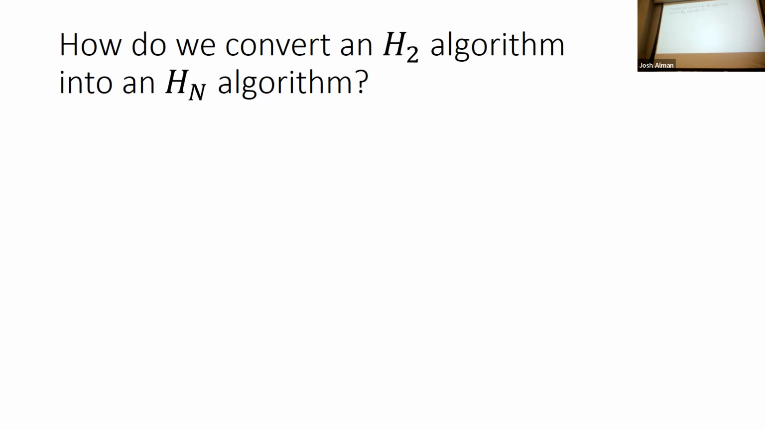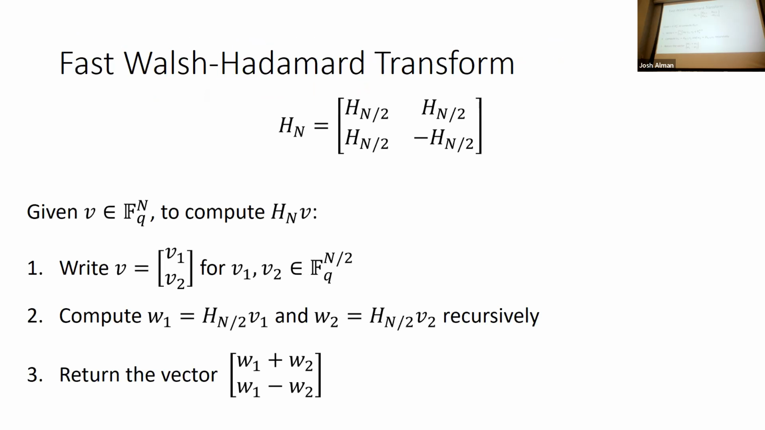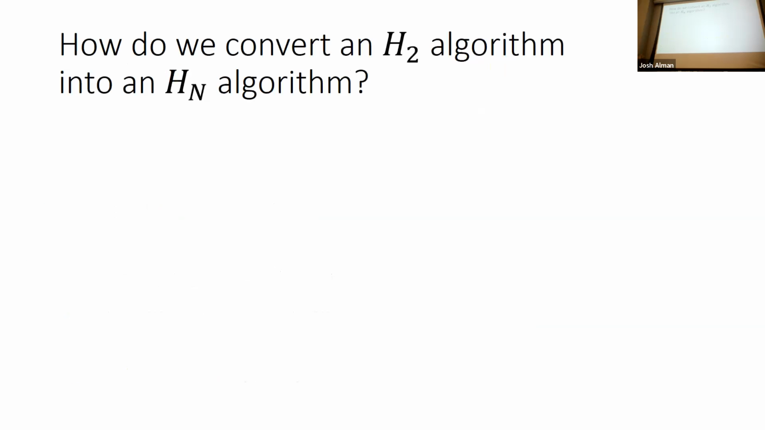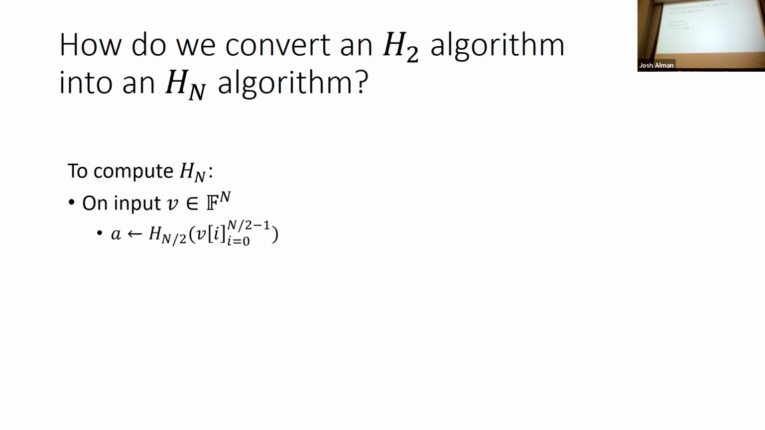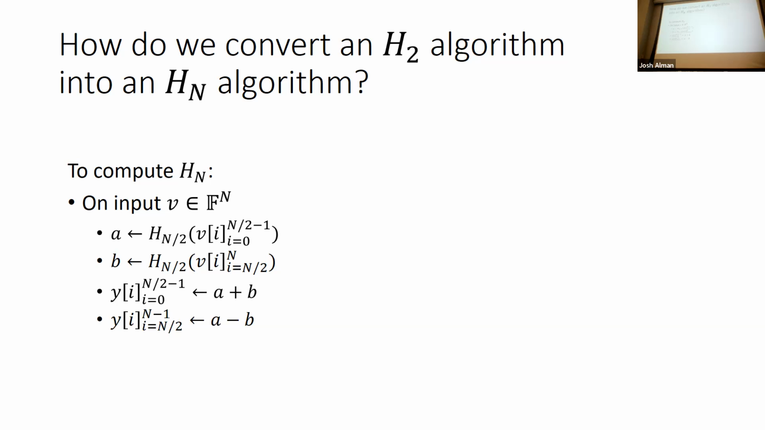Near the very beginning of the talk, we gave this algorithm called the fast Walsh-Hadamard transform, where you do 2 recursive multiplications by Hn over 2, and then you add and subtract them at the end to get our final answer. Let me rewrite that in more of an algorithm-y way. To compute Hn on input v, you first let a be the Hadamard transform of the first half of the vector, and you let b be the Hadamard transform of the second half of the vector. Then you let the first half of the outputs be a plus b, and the second half of the outputs be a minus b, and you return that. That was our fast Walsh-Hadamard transform.